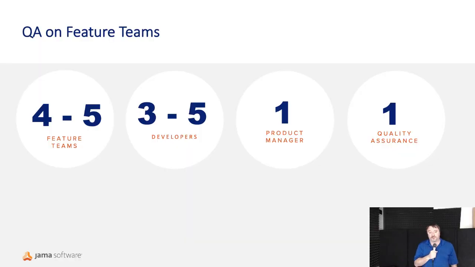Cool. So to start with, we have a hybrid approach where we have QA both on the teams and then a follow-up QA we call QA/QC. So on the teams, we have 4 to 5 feature teams running at any one time at Jama. So that's 3 to 5 developers, a product manager, and then quality assurance. So the team is really responsible for producing quality on the feature that they're developing, whether that's bug fixes or adding new functionality or refactoring functionality. So that's where the majority of the QA effort happens.